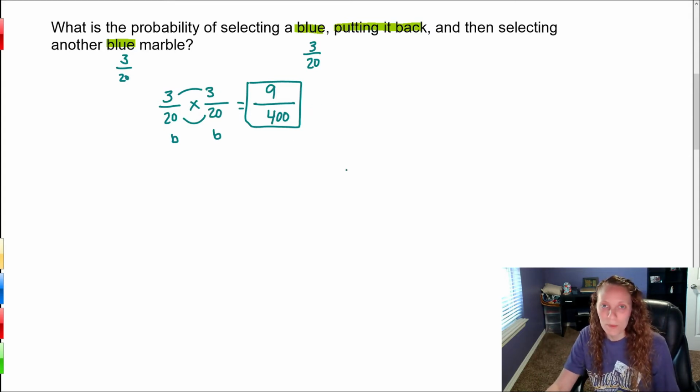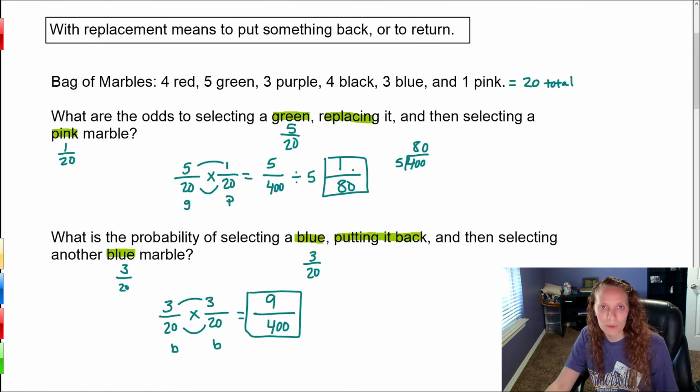Alright guys, this is compound probability with replacement. Remember, replacing means to put something back and the total does not change.